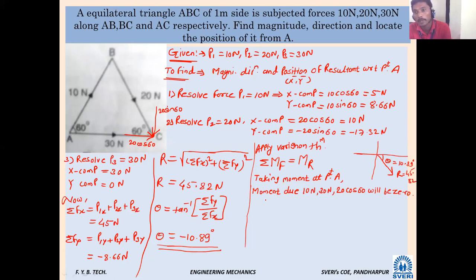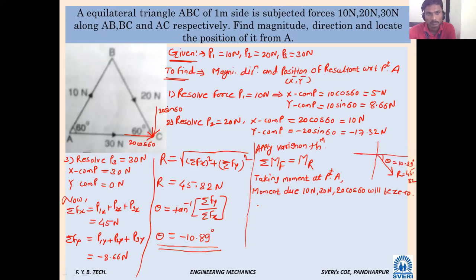And what will be its perpendicular distance? What will be the moment due to this 20 sin 60? So the force is 20 sin 60, magnitude only. Though that force is acting downward, we have to take magnitude only. What will be the perpendicular distance between the line of action of that 20 sin 60 and point A?